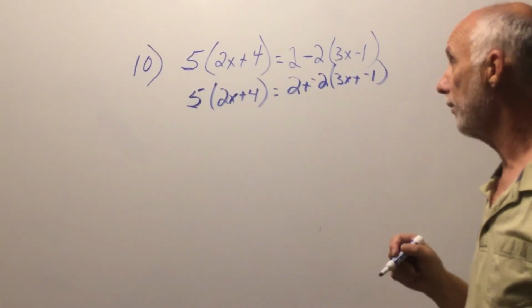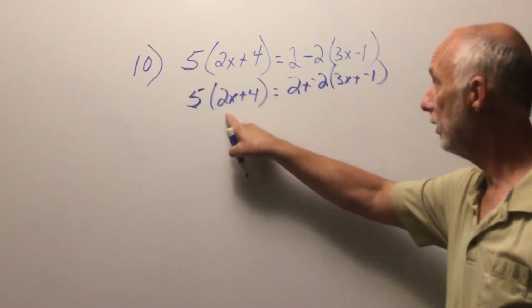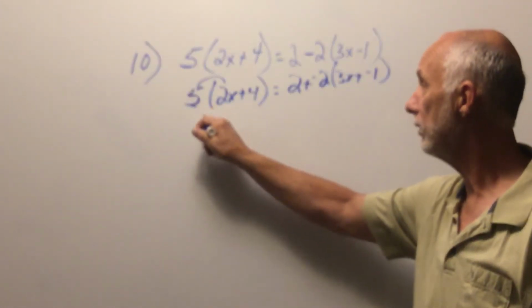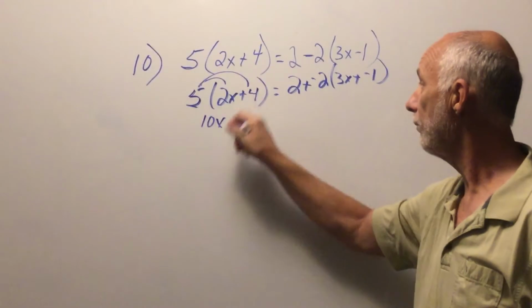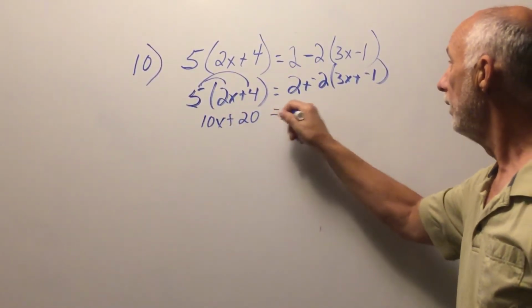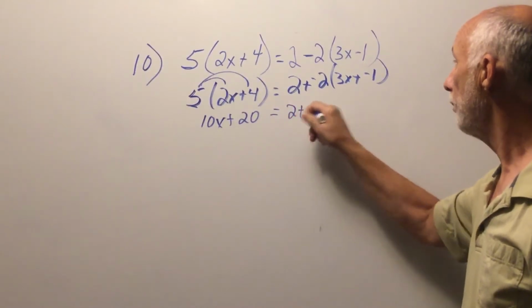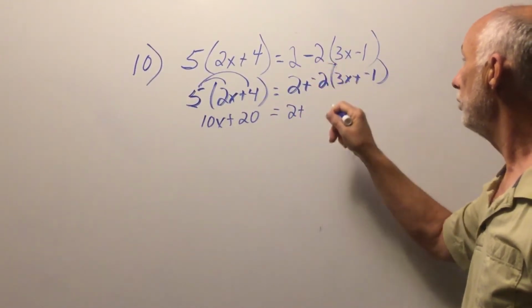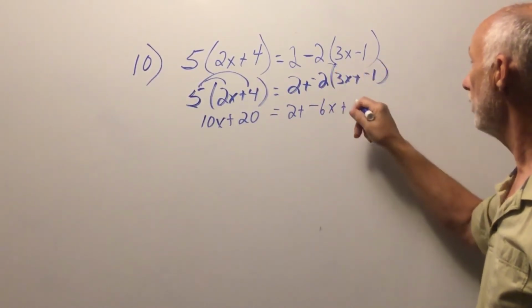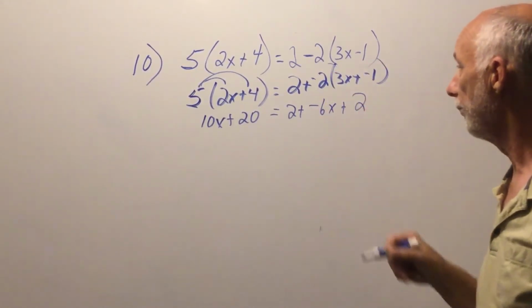Step 2, get rid of parentheses by distributing. On this side, I have to distribute by 5. 5 times 2x is 10x. 5 times 4 is 20. So that's 10 times x plus 20. On this side, I have to distribute by a negative 2. A negative 2 times 3 is a negative 6x. And a negative 2 times a negative 2 is a positive 2.